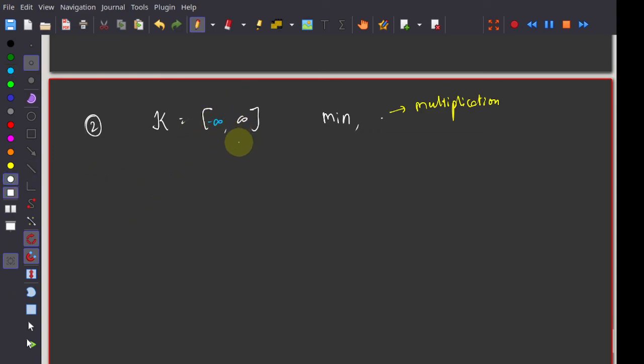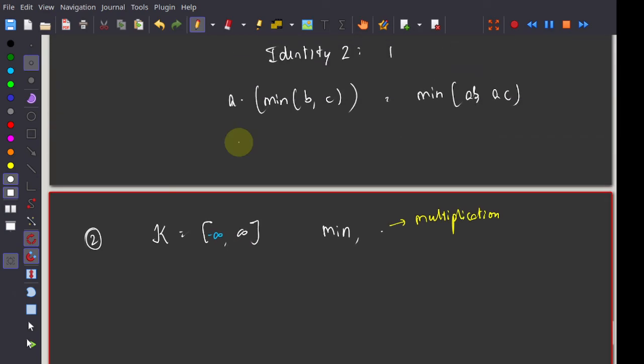What about this side? Why? Yeah. So if you take a negative number A, then A times min of B comma C is not necessarily equal to min of AB and AC, particularly for B and C.